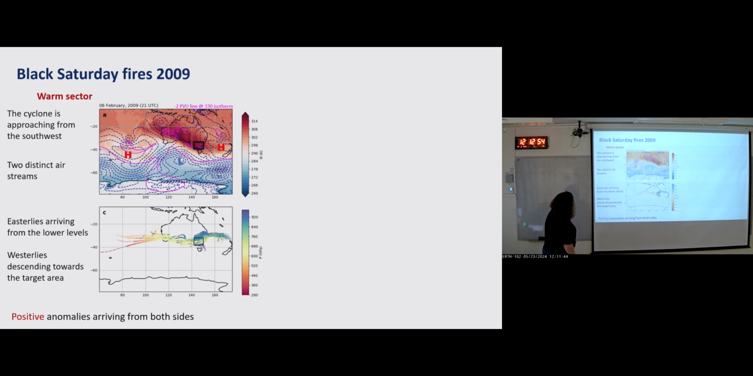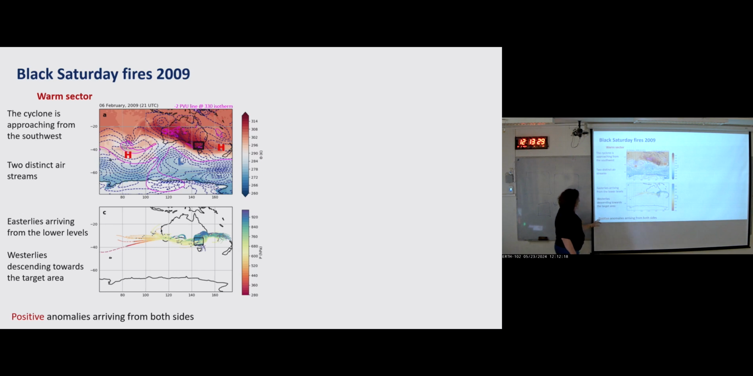In the Black Saturday fires, it was a very classic fire weather system. This is Australia and the target area: a low pressure system here, and two high pressure systems on both sides. When we look at the trajectories themselves, we see two very distinct flows. We have easterlies coming in the lower levels in this bluish color, towards the area. And we have westerlies that are descending, starting from the higher levels and descending towards the surface.